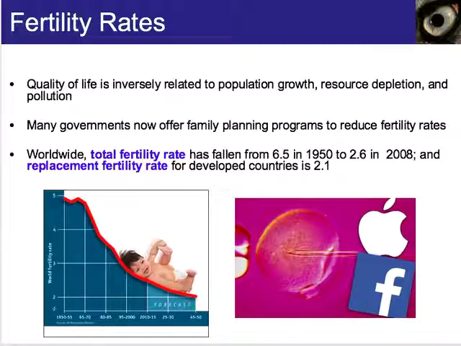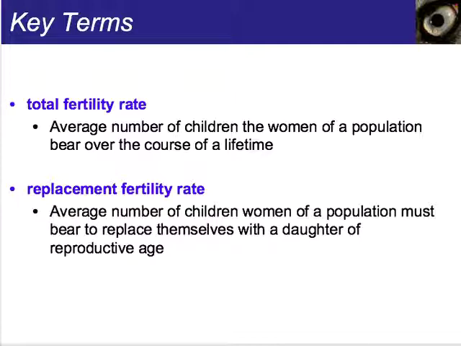is about 2.1. So that means how many kids you are having in a relationship. Total fertility rate is the average number of children the women of a population bear over the course of a lifetime. Imagine, my grandfather was one of 13. However, I'm an only child, so that is a hugely reduced total fertility rate.